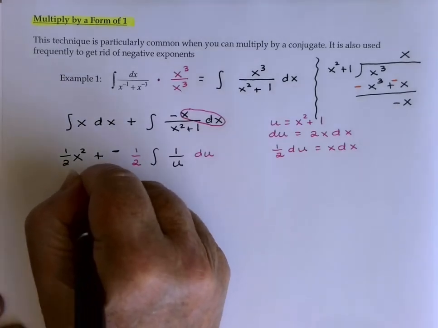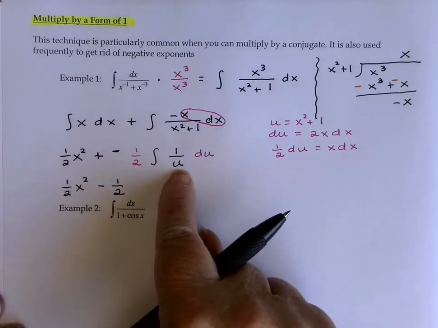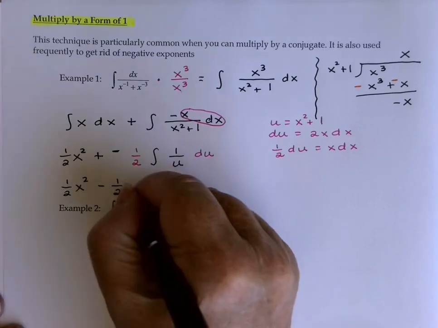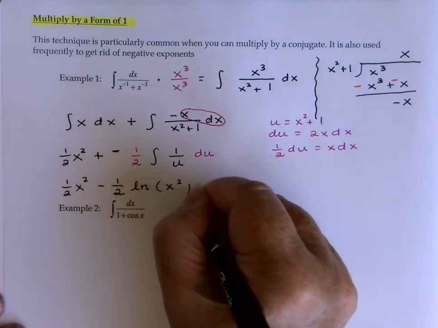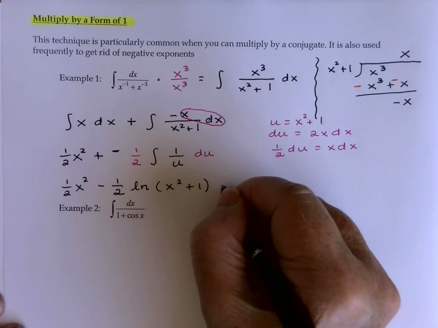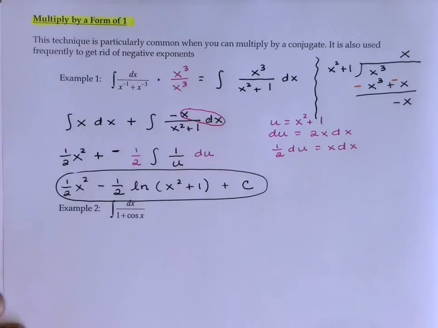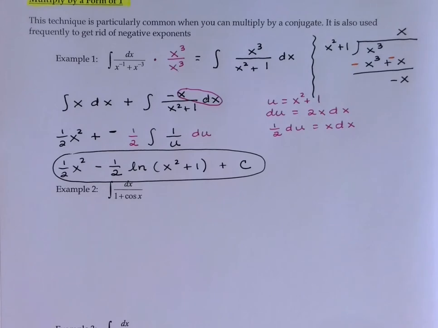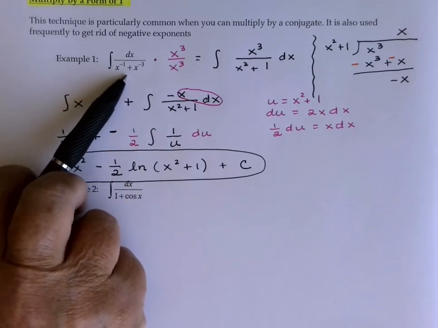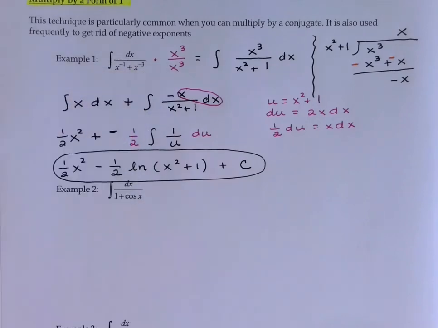So I have 1/2 x squared first of all, then I'm going to have a minus 1/2, and the integral of 1 over u, that's the natural log of u, right? So natural log of my u, which is actually x squared plus 1. I didn't bother with the absolute values since it's already positive anyway. And then my constant of integration. And there we go. All right, so again, when you've got more than one term, addition or subtraction with some negative exponents, there's a good way to get rid of them. Multiplying by a form of 1, in this case, it was x cubed over x cubed.